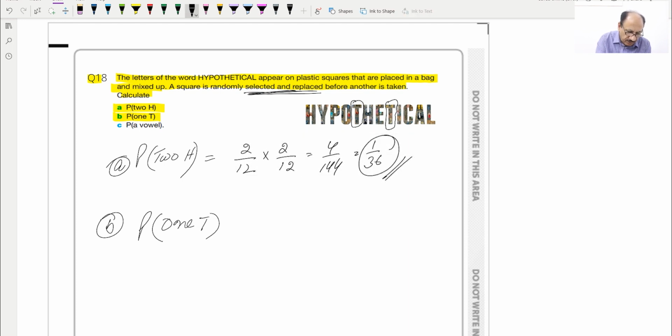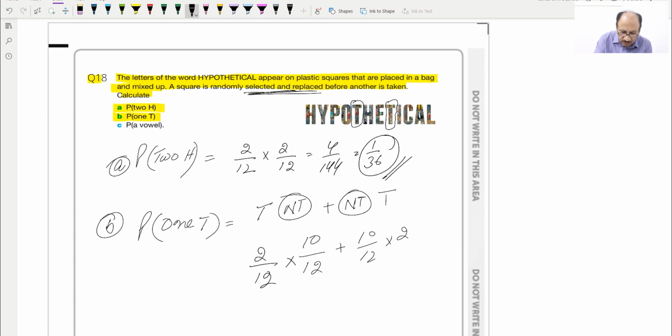Now probability of 1t is what? It is 2 over 12, because there are 2 t's, and the second one will be not t. If I explain it, there are 2 options: first t and then not t, or first not t and then t. For first t it is 2 by 12, and not t will be 10. So excluding t there are 10 letters, so 10 by 12. Similarly, the other option will be 10 by 12 and then 2 by 12.